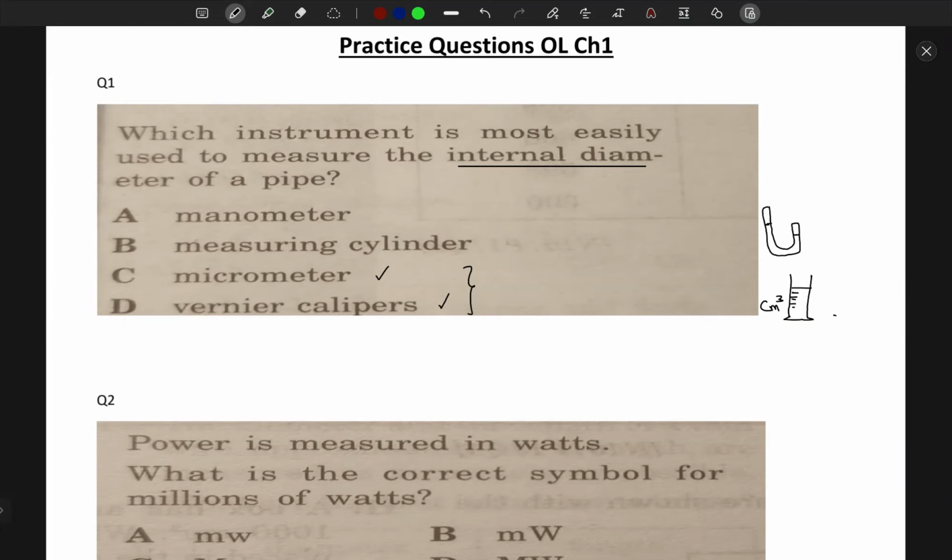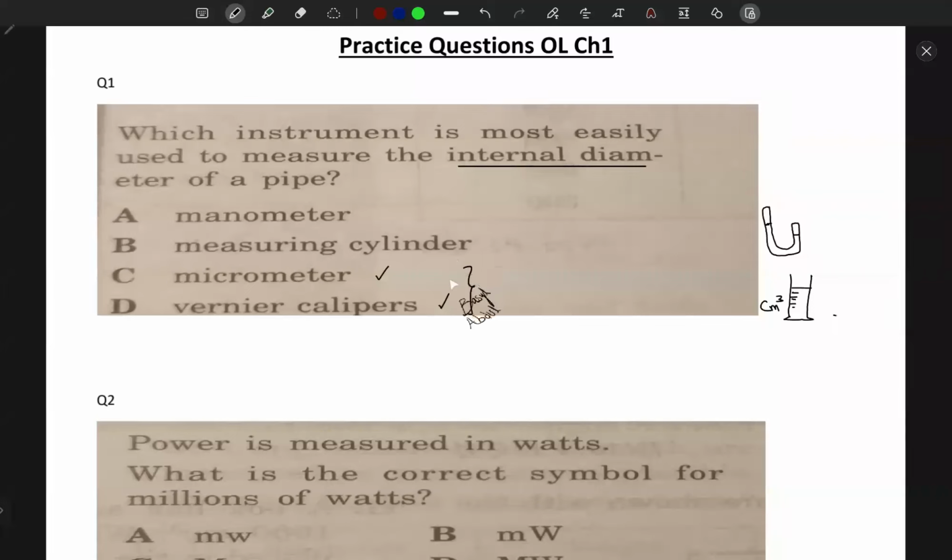Sorry, can you please speak a bit louder? Let me check the volume, it might be my headphones. I said that vernier calipers have a set of inside jaws that are specifically used to measure internal diameters of pipes. Yes, exactly.